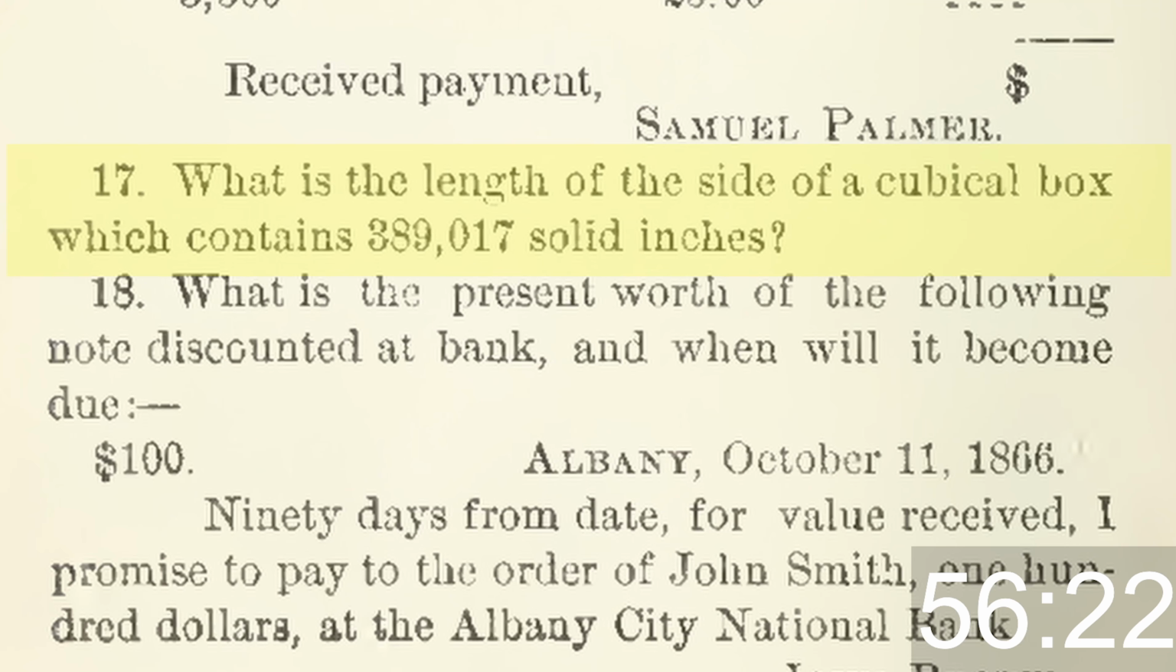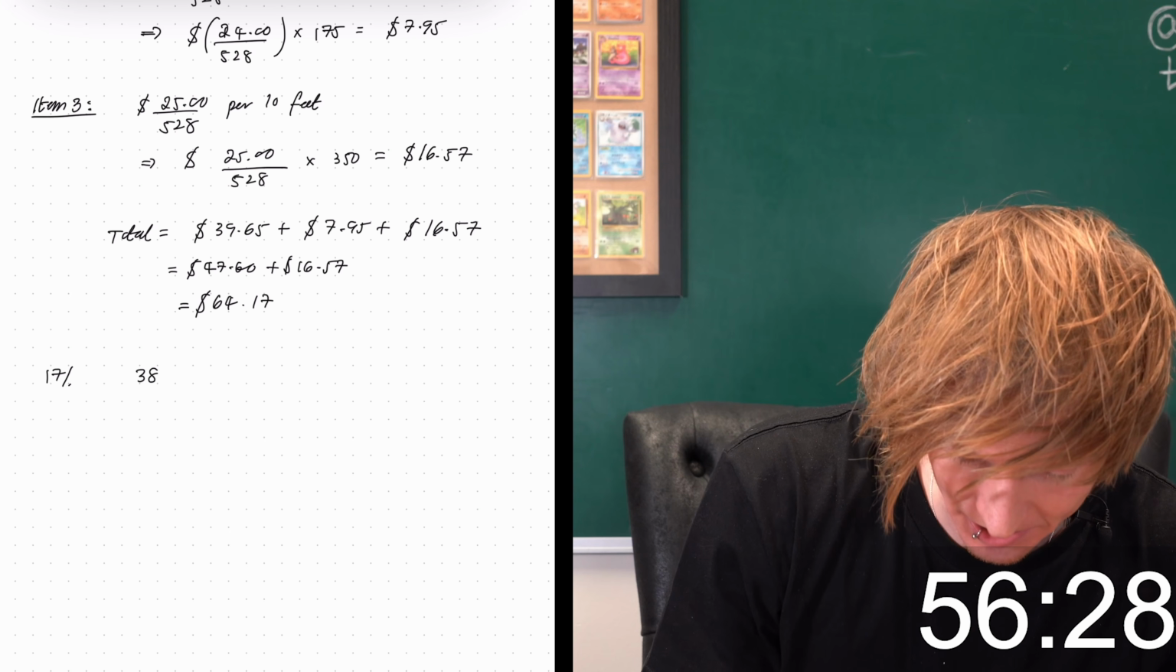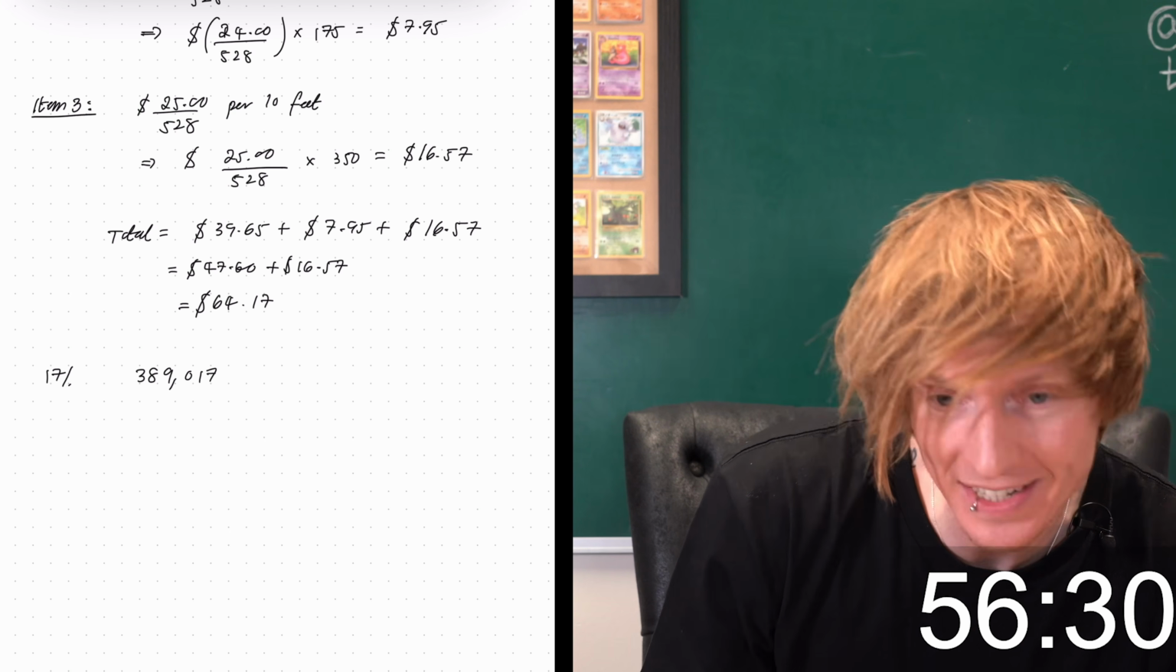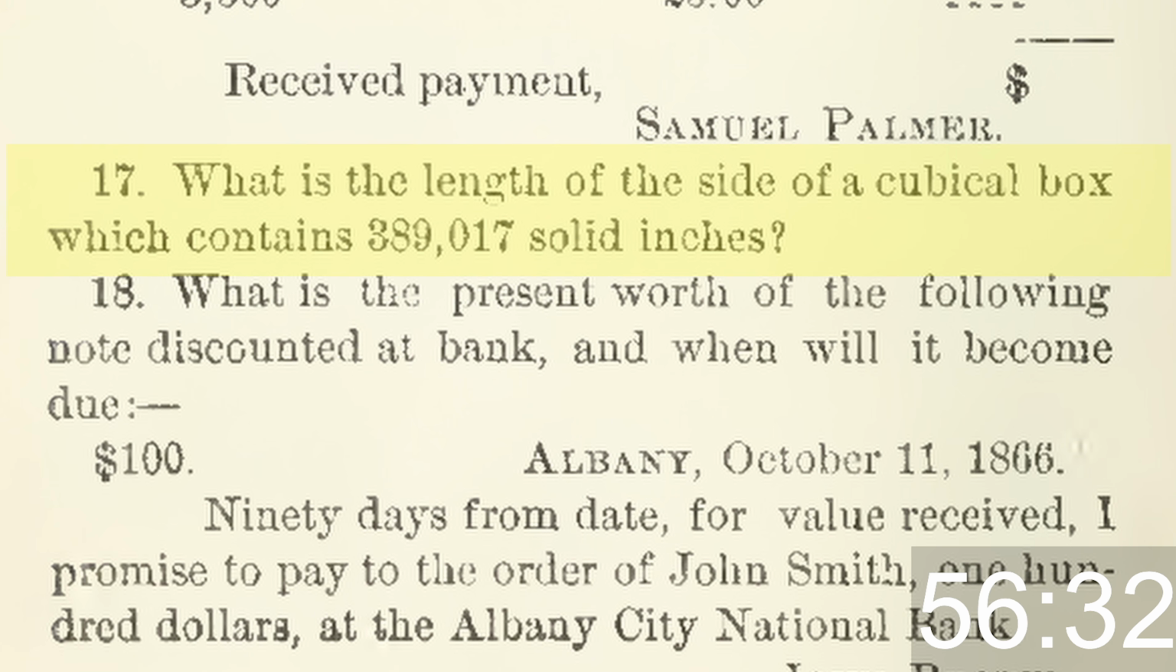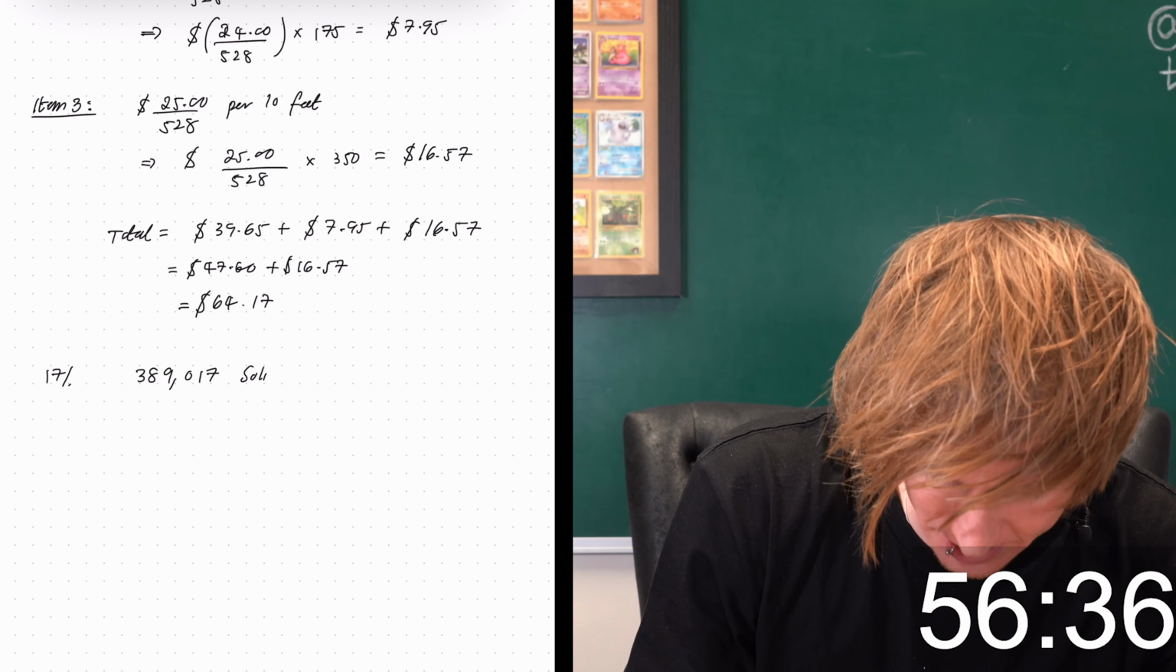Okay, question 17. What is the length of the side of a cubical box which contains 389,017 solid inches? I'm going to assume a solid inch.